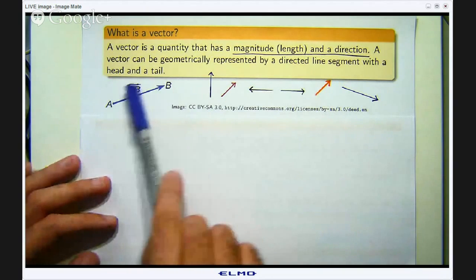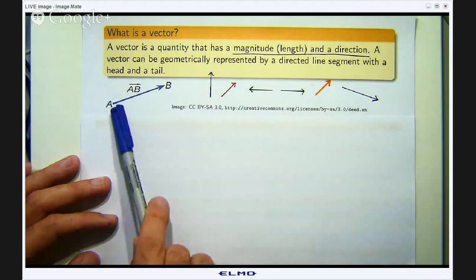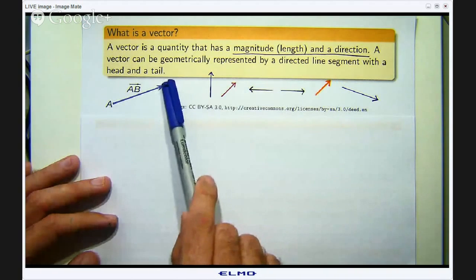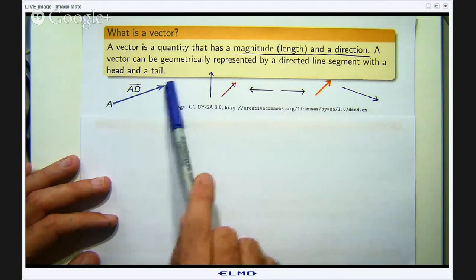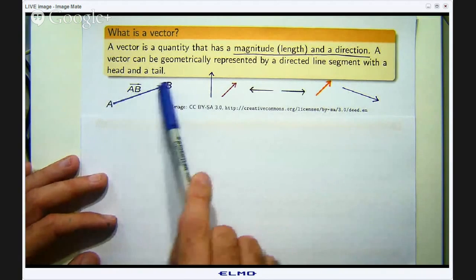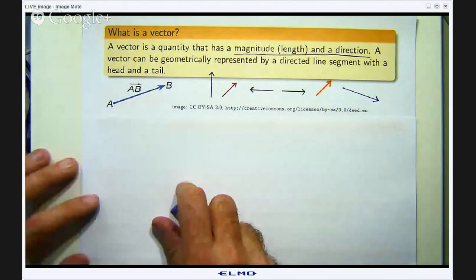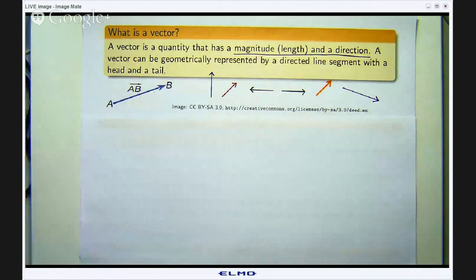So here is a vector. One endpoint of the line segment is at A, the other endpoint is at point B, and the arrow pointing towards B means the direction is in this direction. Okay, so this direction here. All right, so we would call this vector the vector AB, or the vector from A to B.